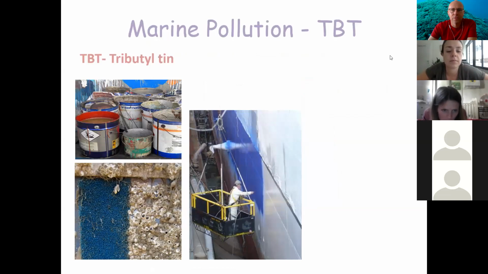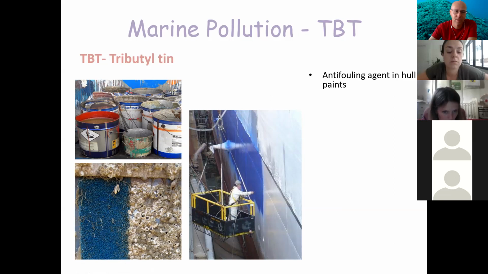Let's look at some other material. We're going from physical to chemical materials. And here is TBT, tributyl tin. It used to be a very important material to cover boats. See how they're painting boats on the bottom. And you can see the difference between having TBT and without the TBT. What you can see here is the biofouling. This is exactly what we talked about before, the fouling of organisms that can hitchhike from one place to another.